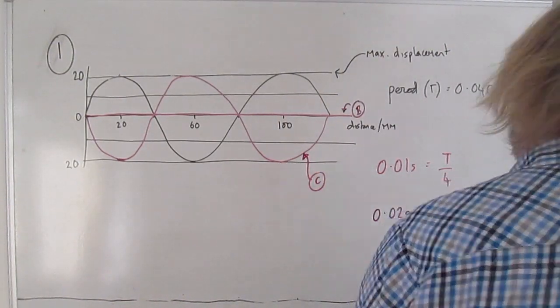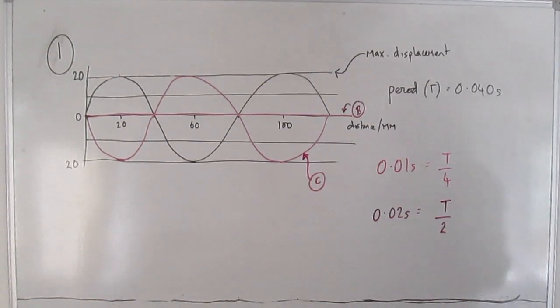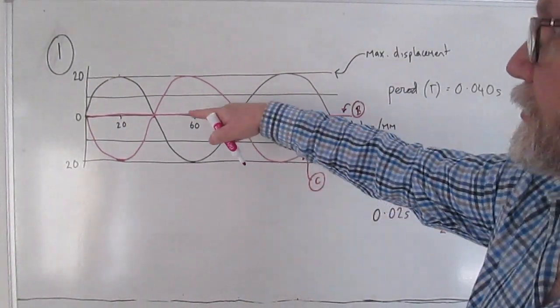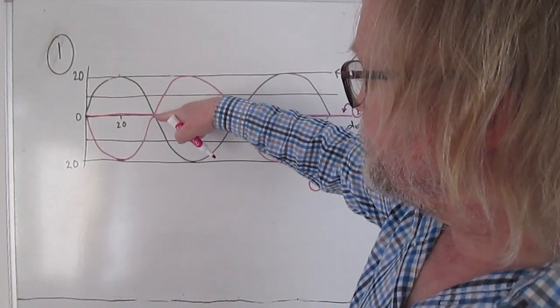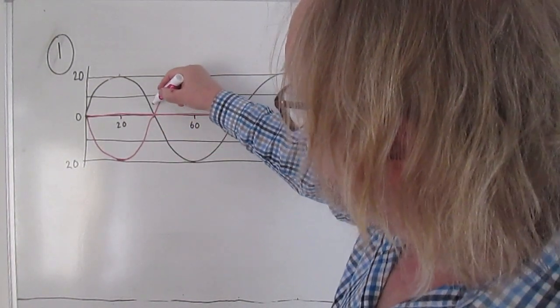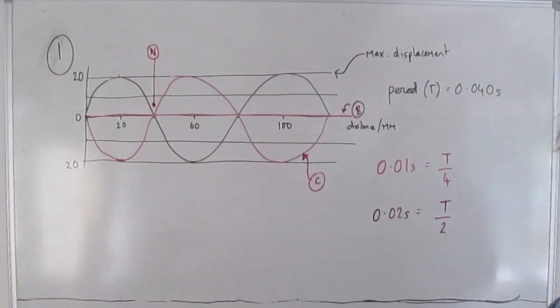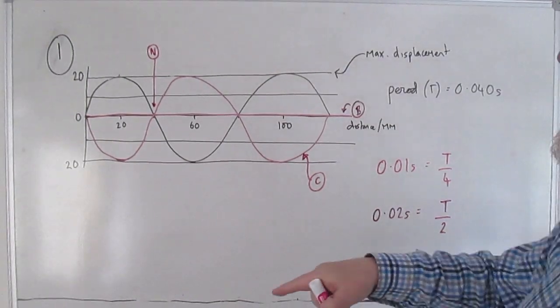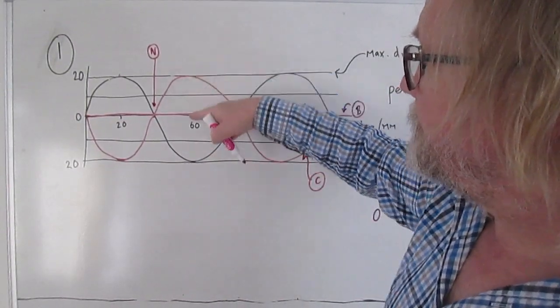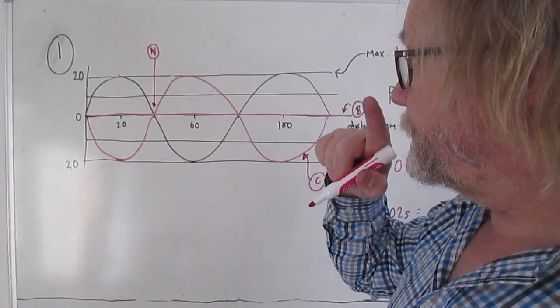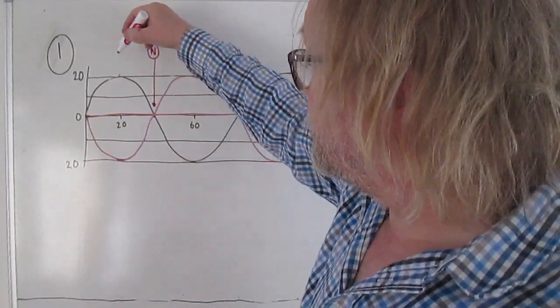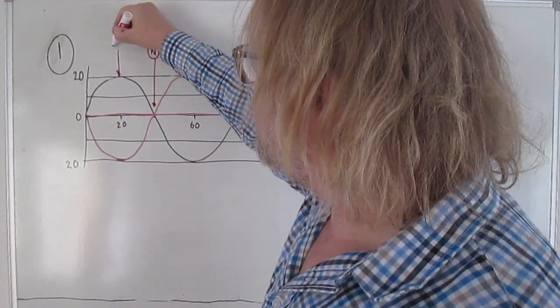And then we have to label the nodes and the antinodes. So remember, node, you can remember, is no displacement. So nodes are the point where nothing happens. Those points just always stay on the 0 line. So that is a node down there, and an antinode is where you get the maximum displacement from the 0 line. So that, for example, is an antinode.